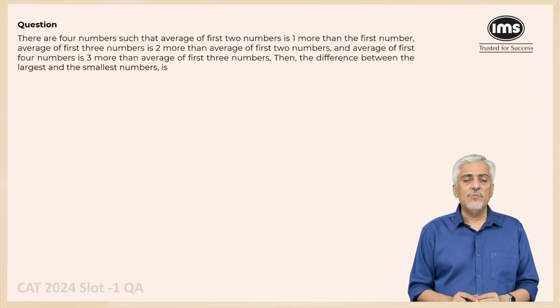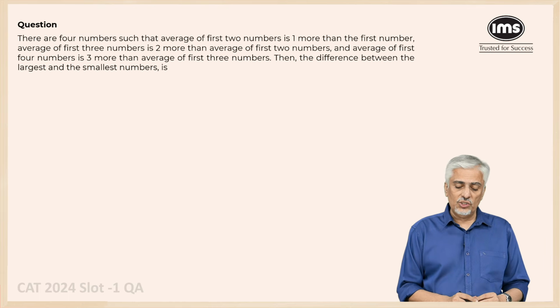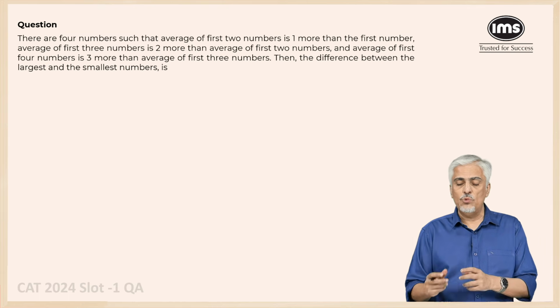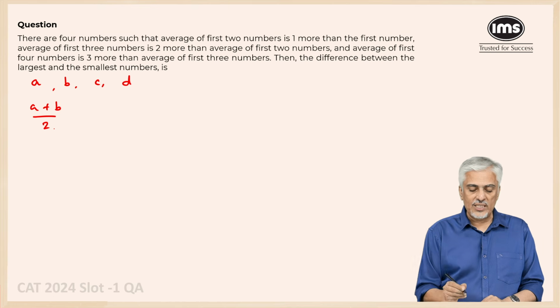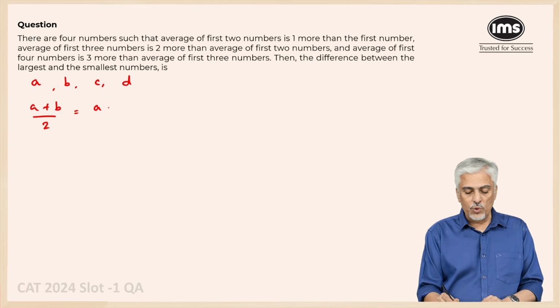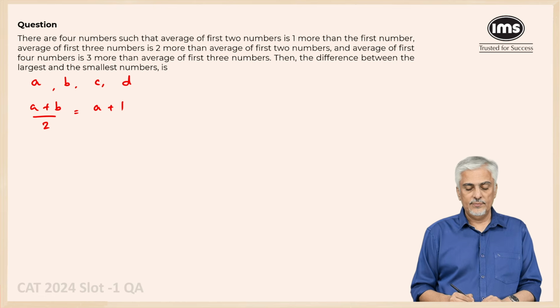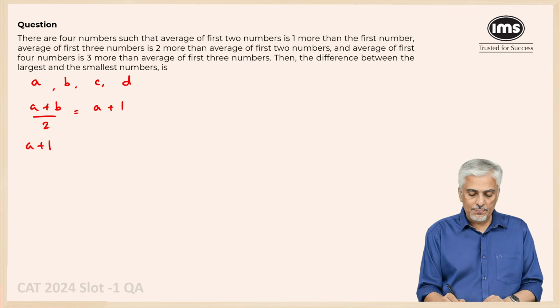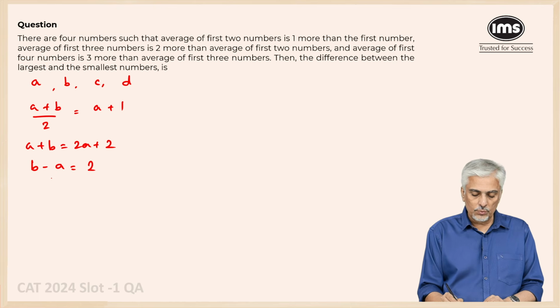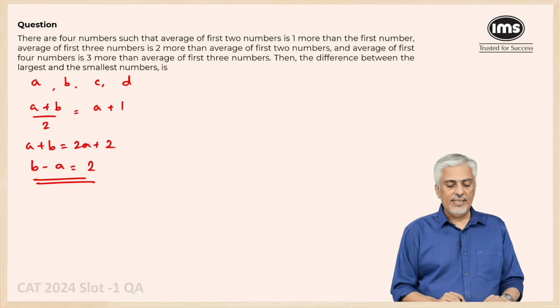There are 4 numbers such that the average of the first 2 numbers is 1 more than the first number. So if I take the 4 numbers as A, B, C and D, the average of the first 2 numbers, that is A plus B upon 2, is 1 more than A. That means the average of the first 2 numbers is A plus 1. So I'll get A plus B is 2A plus 2. So I get B minus A is 2. Right, leave it over here.